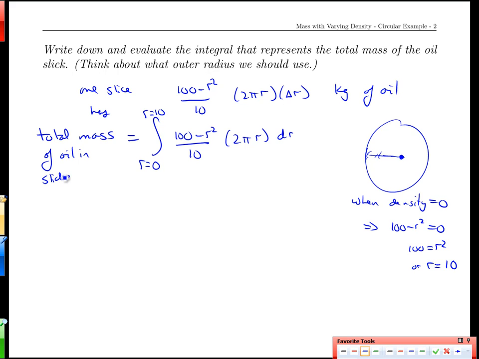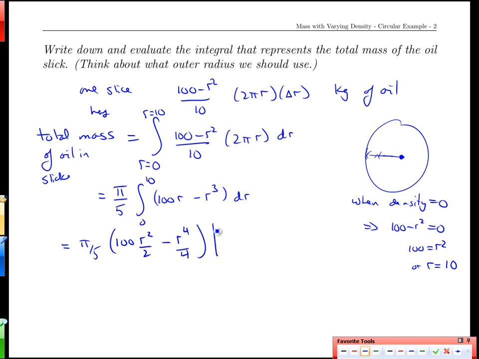Having derived it, we can simply evaluate it now. Let's bring some constants out. We have a 2 over 10, that's 1 over 5. We also have a pi, so we have a pi over 5 out front, from 0 to 10. And we can also bring this R into both of those terms. 100 minus R squared times R is 100R minus R cubed, dR. Okay, that's a simple enough form to integrate now. We can get pi over 5 times (100 R squared over 2 minus R to the 4th over 4), evaluated at 10 and 0.